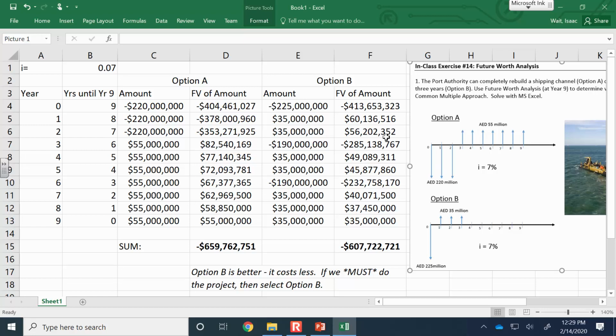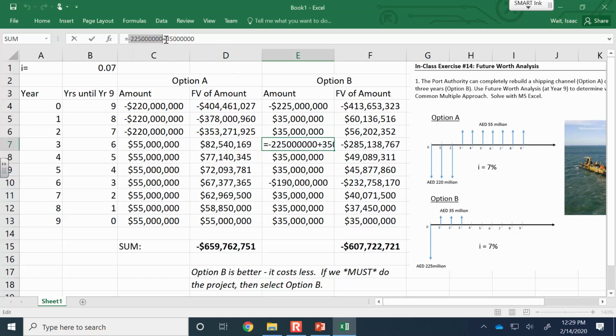So you'll notice here for my option B, I've got our initial purchase of $225 million in year 0, and then in year 3, there's both the redredging cost and also the revenue from that year's operations. So the net value of $190 million outflow is the dredging cost and the revenue just from that year.